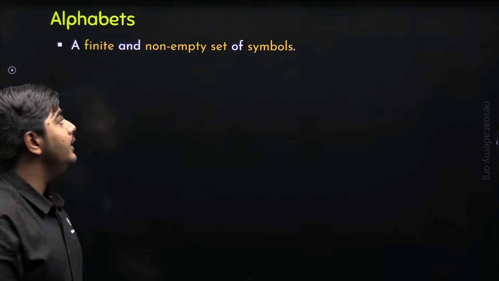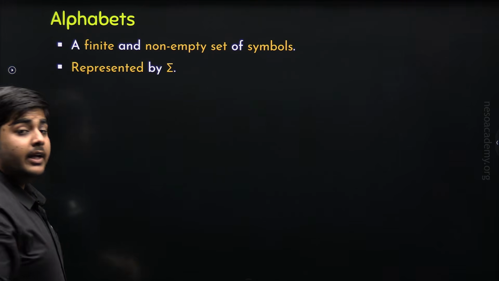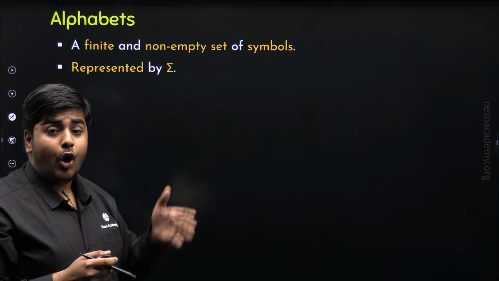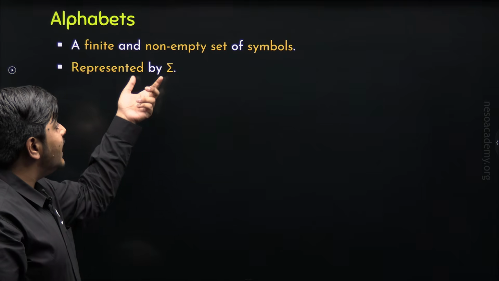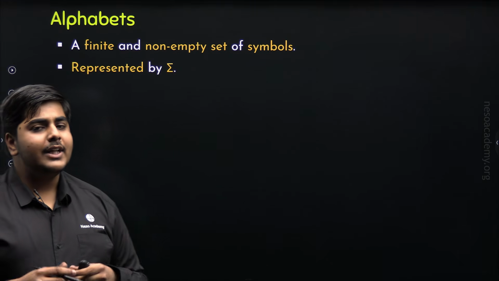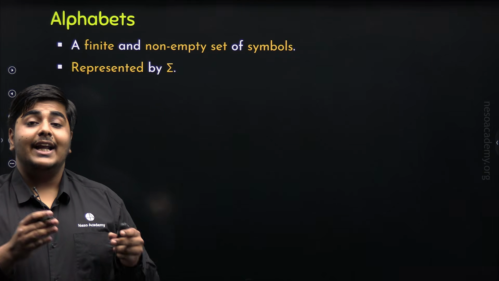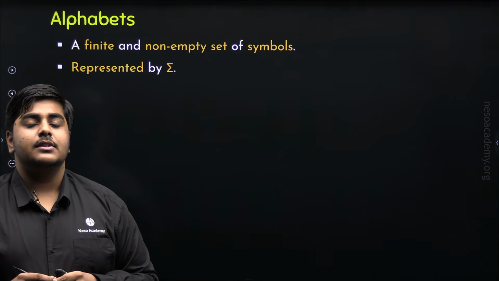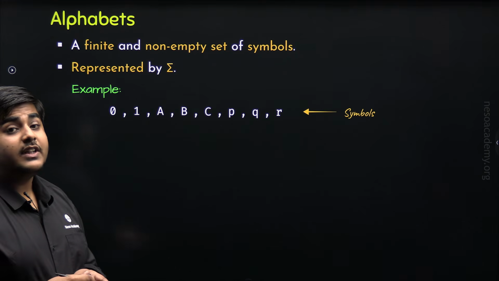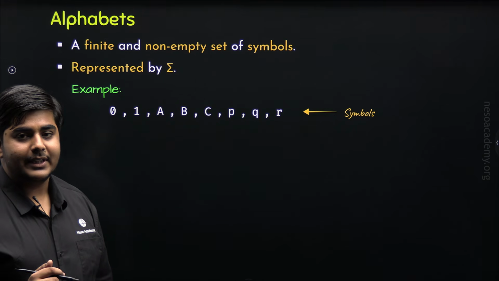Let's see the second point. Alphabet is represented by sigma. It means we can represent this set of symbols or an alphabet by using a Greek letter that is called as sigma. Now let's see a few examples of alphabets. But as we all know, an alphabet is a set of symbols. So first of all, we will have some symbols. And now we will create the set of these symbols, that is an alphabet.